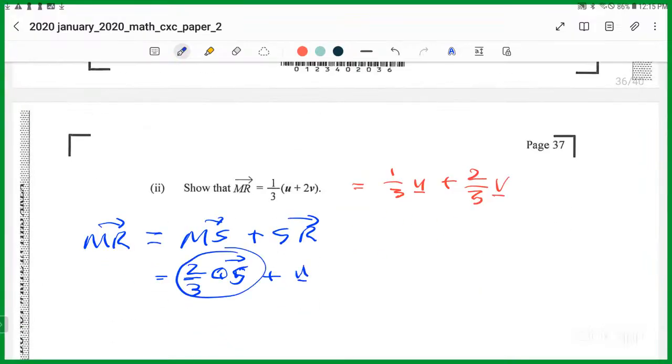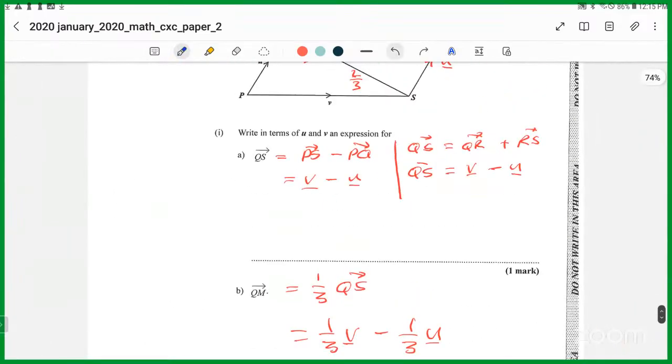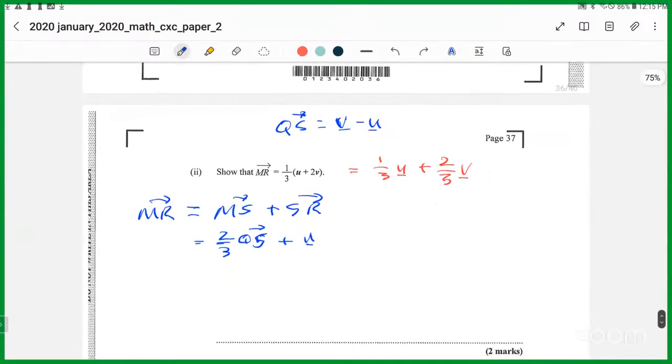But what is 2/3 of QS? What was QS again? QS, remember, is V minus U. See there? QS is V minus U. And we're doing 2/3 of it right here now. 2/3 of this. So basically it is 2/3 of the V minus 2/3 of this U. And you're adding back this U to yourself now. So this is this, you know. And you're adding back this U plus U.